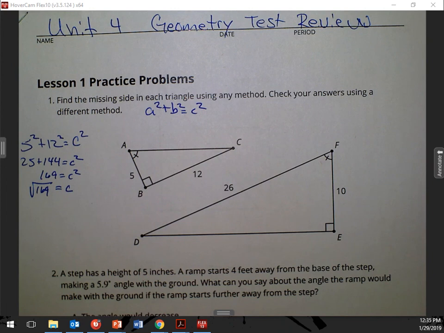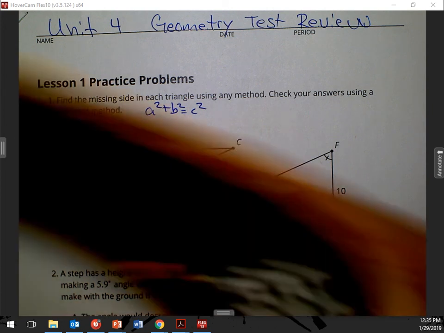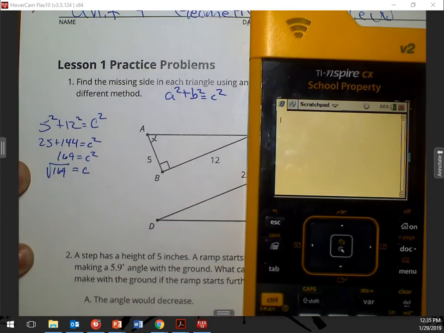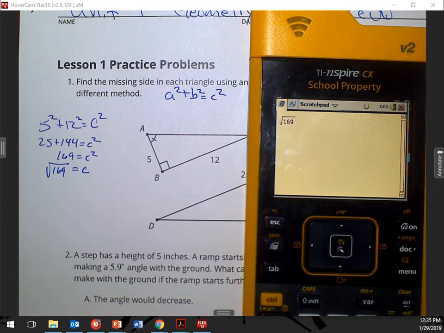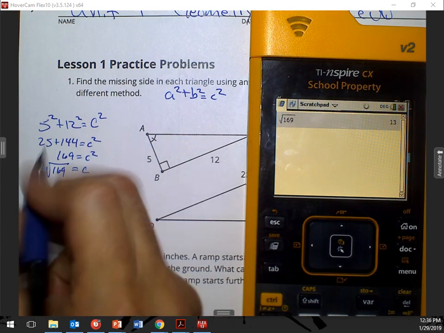So I know you guys should be practicing this on the calculator. It gets really frustrating when we get to the test and they're, hey, I don't know how to put this in. And it sounds just like that too. All right, so square root on my calculator. So, right, control, X squared, 169, hit enter. So my C value is 13.